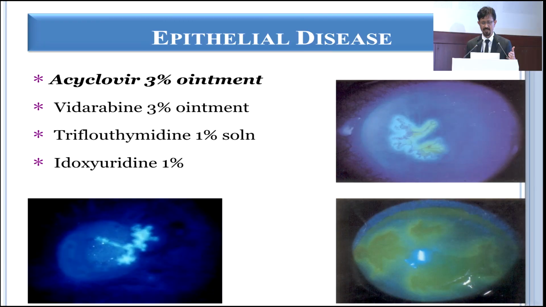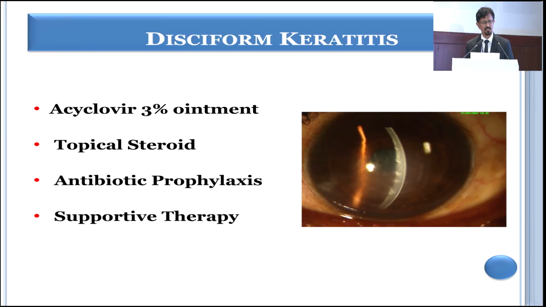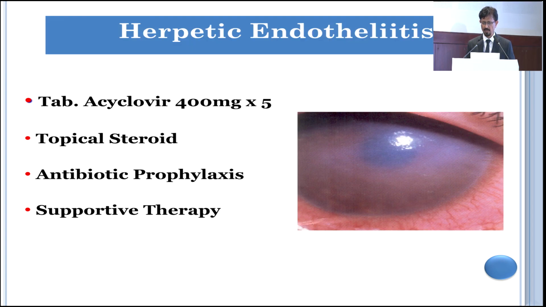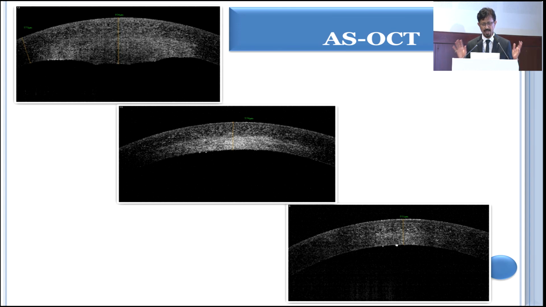If it's a herpetic keratitis, acyclovir is the treatment of choice. If a disciform keratitis, you have to give systemic acyclovir as well as topical steroid, herpetic endotheliitis, etc. AS-OCT is a good tool to monitor these patients. As you can see here, where there is a herpetic endotheliitis, this much is the thickness. You started the treatment. The thickness reduced, but you see the posterior translucency has not decreased that much. It is still there. This means the activity is still there. You have to keep giving steroid.